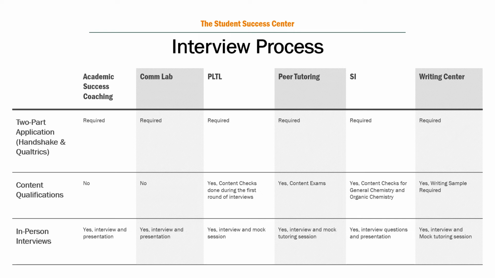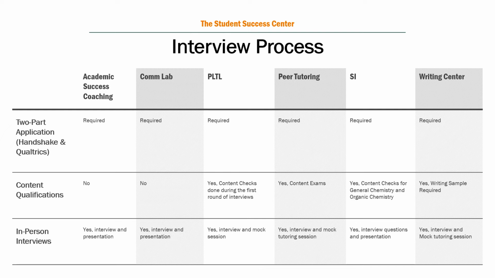So a little bit of information about our interview process. All 6 of our programs require the 2-part Handshake and Qualtrics application, like previously mentioned. Now, some of our programs require content qualifications and some do not. Academic Success Coaching and the Comm Lab do not require content qualifications. PLTL requires a content check that is done during the first round of interviews. Peer tutoring requires content exams. SI does require content checks for general chemistry and organic chemistry, and the Writing Center requires a writing sample.